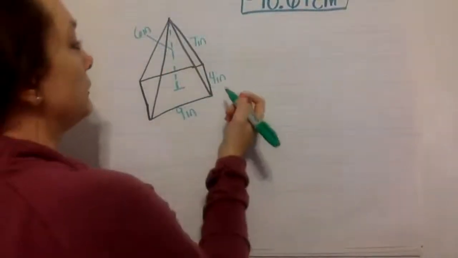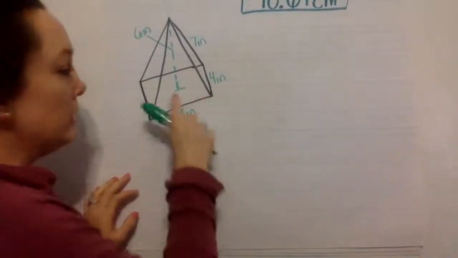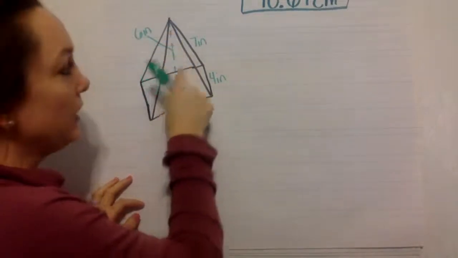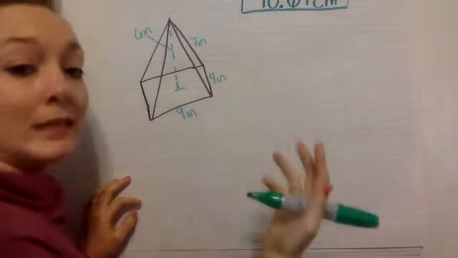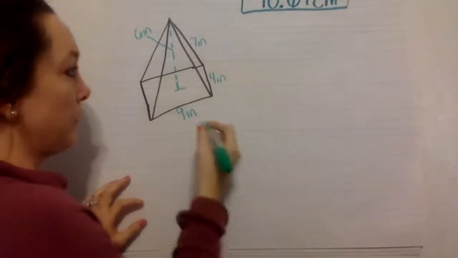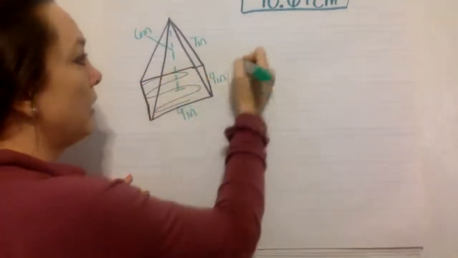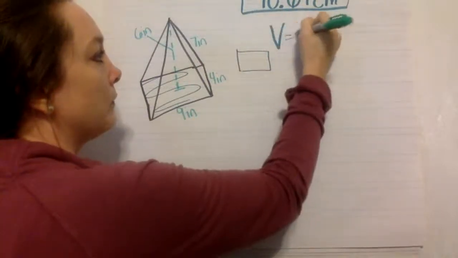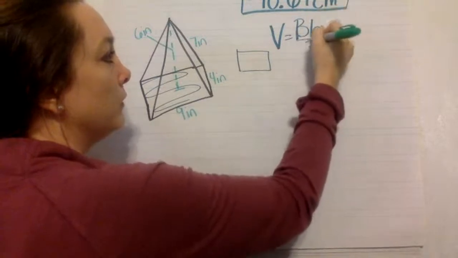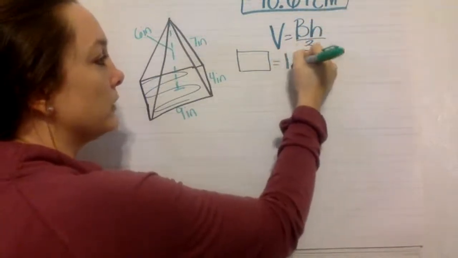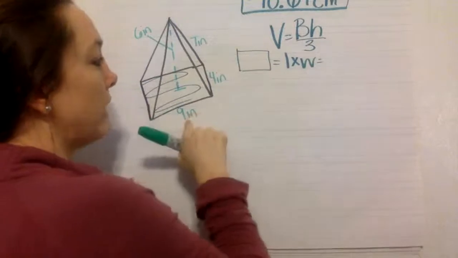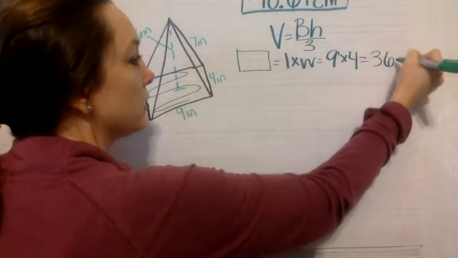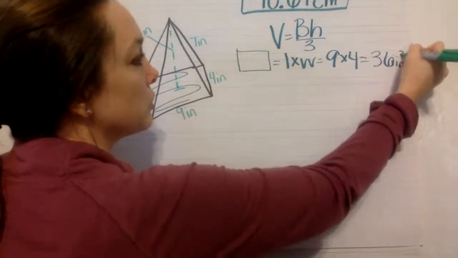I'm trying to get down here low so I can see. So this is a pyramid, and you can see on this one, it gives you a perpendicular height, and it also gives you a height that we don't need. So make sure you use the correct one. So here's my base, and it is the shape of a rectangle. And I forgot, let me go ahead and write my formula, okay? So a rectangle is length times width. So I'm going to do 9 times 4, and I get 36 inches squared.